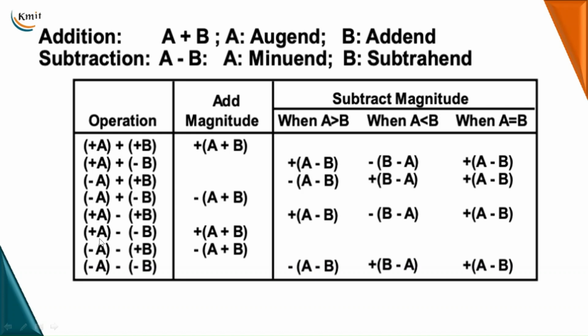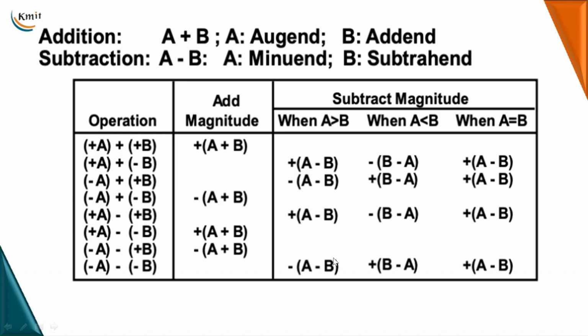So if the first operand A is positive and the second operand B is negative, you need to add the magnitudes of A and B, and the resultant sign will be the sign of A. And in the second case, if A is a negative value and B is a positive value, then you need to add the magnitudes of A and B and the resultant sign will be the sign of A. So this is how you do it.